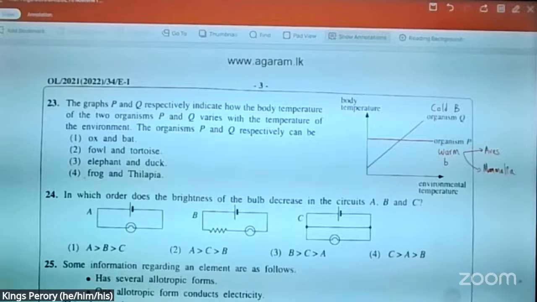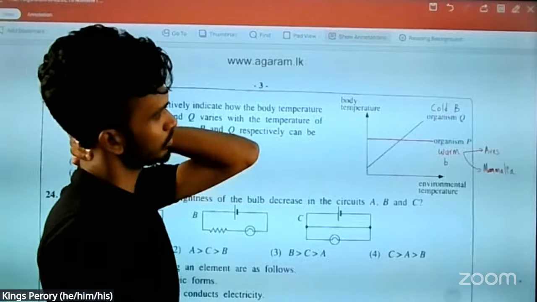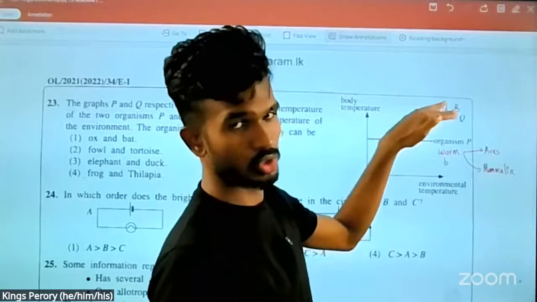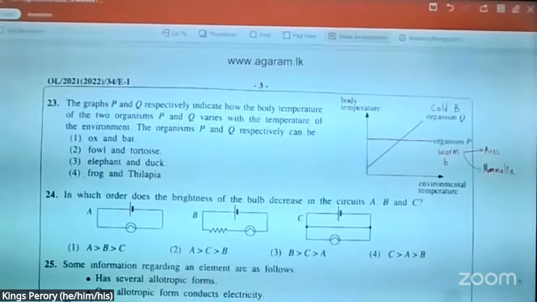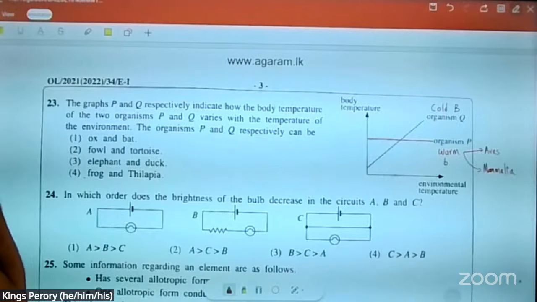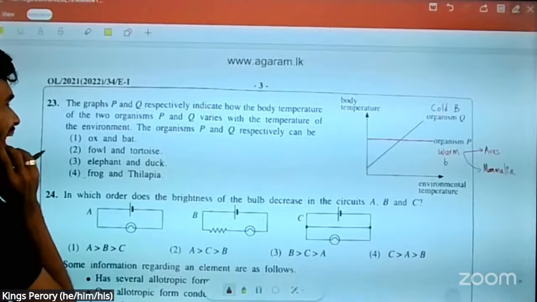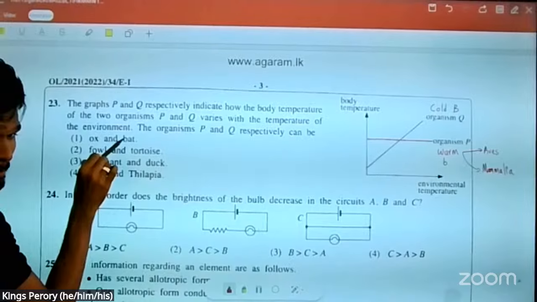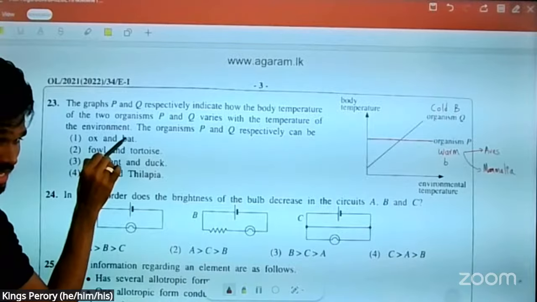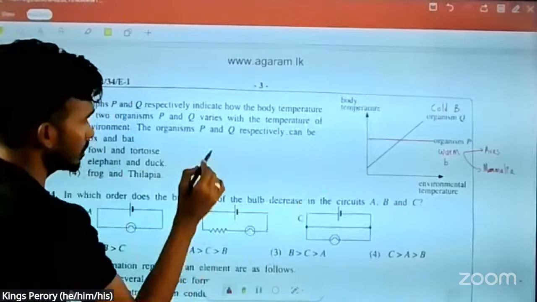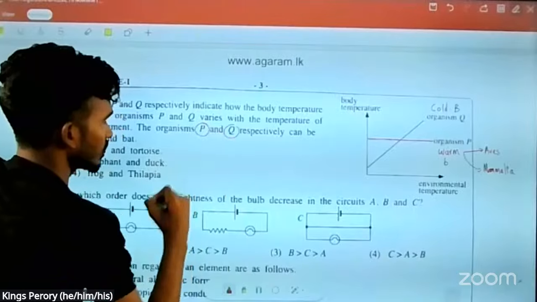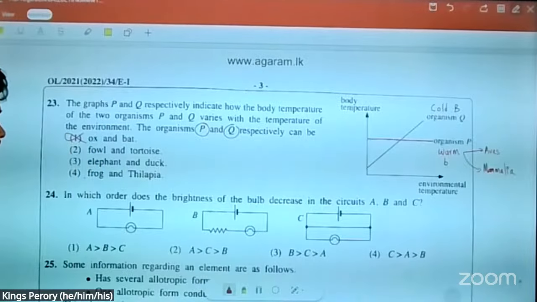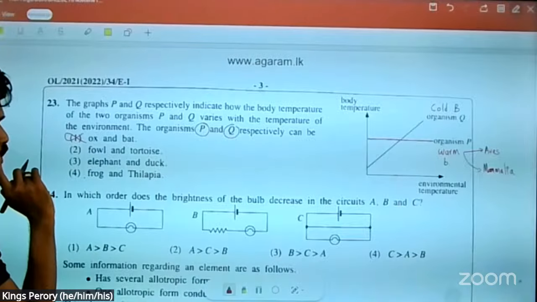So here they are asking organism P and Q respectively. P should be either an ave or a mammal. Q should be anything else, right? We'll analyze. First one, ox and bat. That is mammal. Second one cannot be mammal. First they are asking P, then they are asking Q. Second one cannot be a mammal. Then that is wrong.